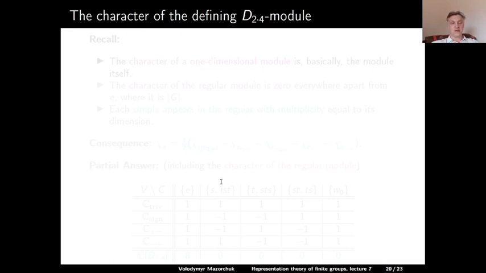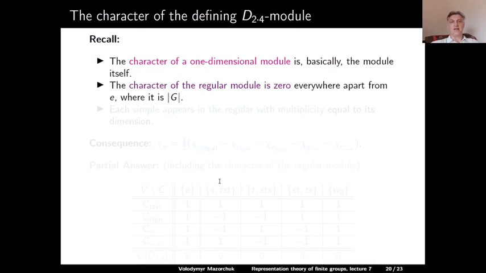So let's now determine the characters of all those modules. So let us recall the following things. The character of the one-dimensional module coincides with the module. The character of the regular module is zero everywhere, apart from the identity, where it is the cardinality of G. And we also know that each simple module appears in the regular module with the multiplicity equal to its dimension.